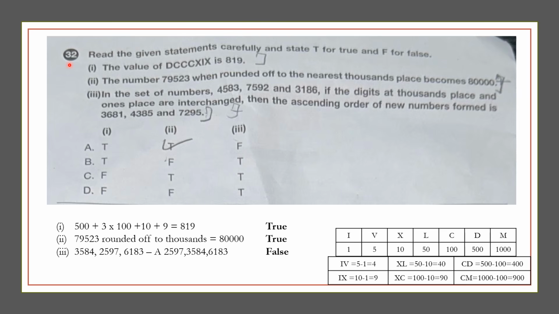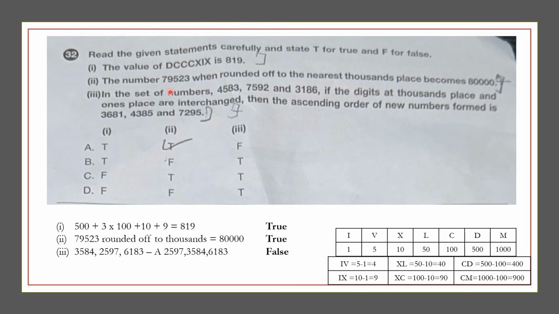Question number 32. Read the given statement carefully and state T for true and F for false. 1. The value of DCCCXIX is 819. So the value of D is 500, C is 100. So 3 times C equals 300, plus X is 10 and IX is 9. So 500 plus 300 plus 10 plus 9 is 819, which is true.